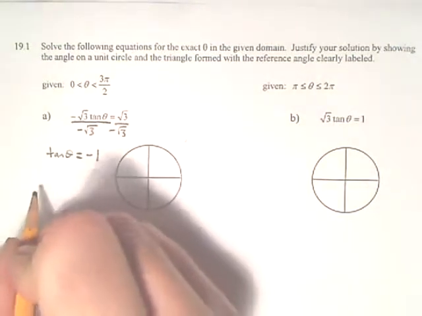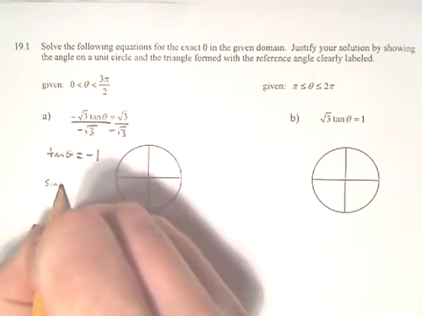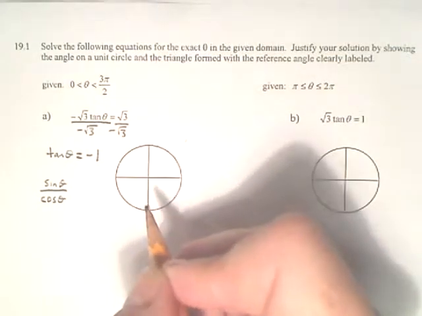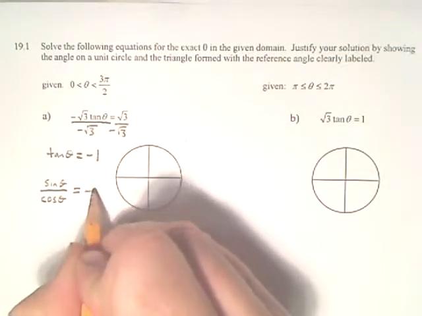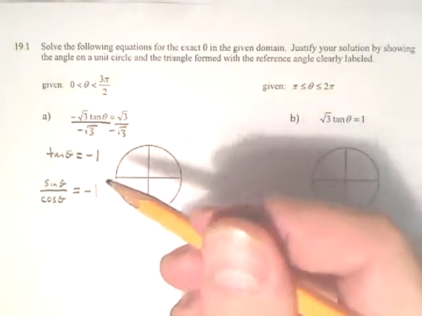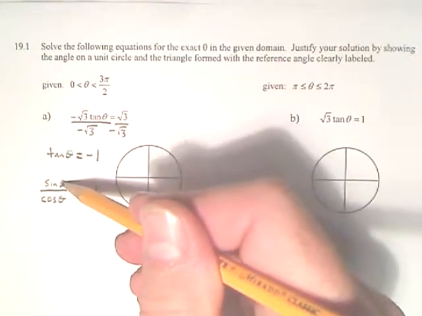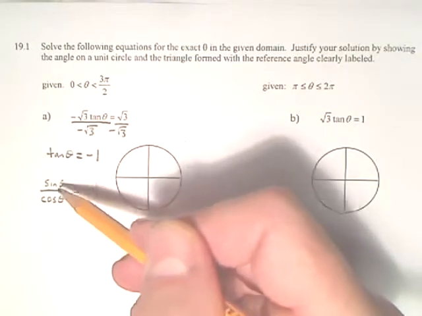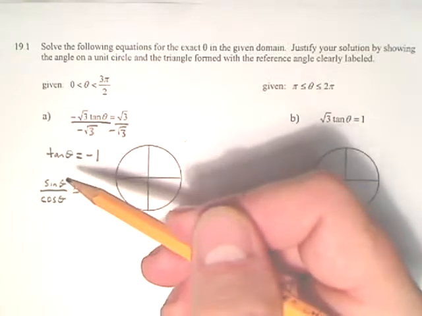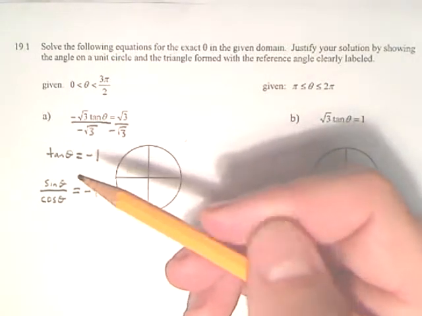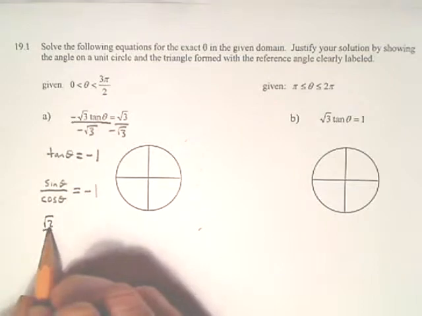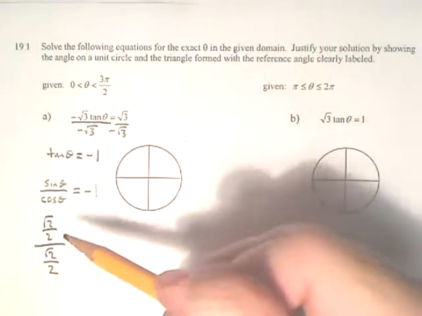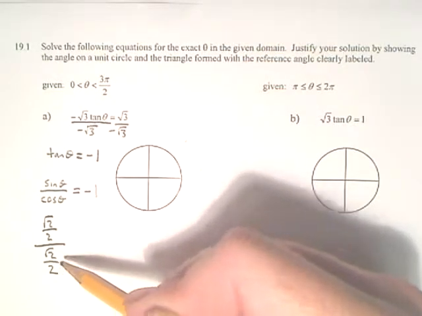We have to recall that tangent is sine over cosine. And if you are dividing two things and the answer is 1 or negative 1, the only way that's generated is if these two things that you are dividing are the same. And the only time sine and cosine are both the same thing is on a 45, 45, 90 right triangle where both legs are root 2 over 2. So root 2 over 2 divided by root 2 over 2 is 1.